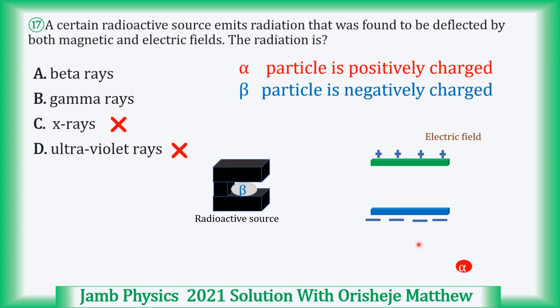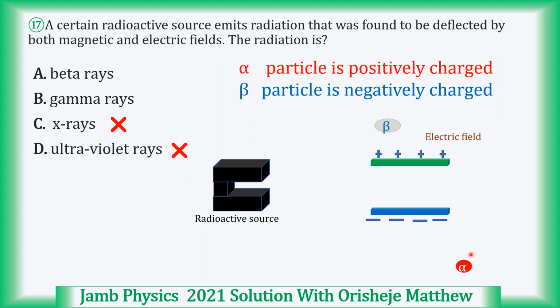Beta particle coming from the radioactive source. If it is emitted from the radioactive source, what happens is it is highly deflected to the positive plate. The reason is that beta particle is deflected more than the alpha particle that you saw, because beta particle is lighter than alpha particle, and it is deflected towards the positive plate because it is negatively charged, so positive attracts negative.